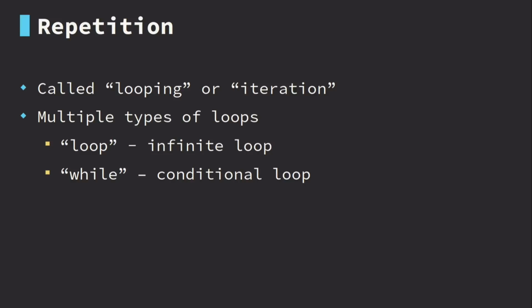The first one we'll take a look at is the loop keyword, which creates an infinite loop. And the second one we'll be looking at is called the while loop, and that creates a conditional loop. The infinite loop will go on forever until it encounters a situation where it breaks out of the loop, whereas the while loop will automatically check some condition, and then once that condition is met, the loop will terminate.